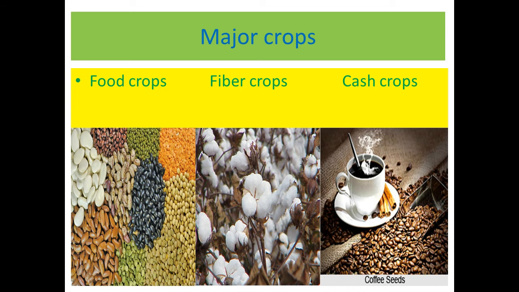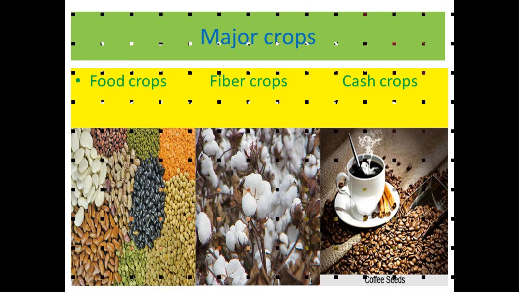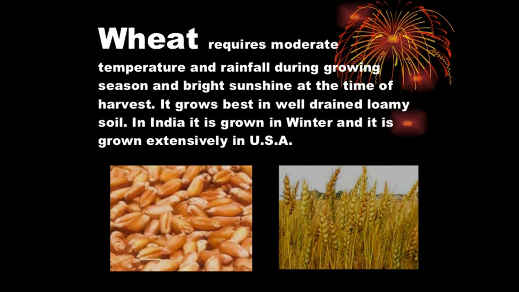Major crops. The major crops of the world can be grouped as food crops, fiber crops, beverage crops. Under the food crops, we will study about wheat, rice, maize and millet. Wheat. Wheat is the staple diet of a large part of the world, especially in the temperate lands. Most wheat is grown under extensive commercial grain farming.